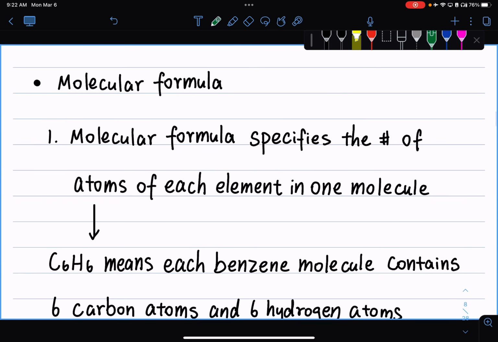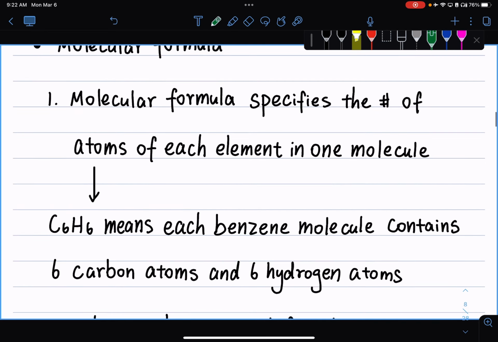And then we can have molecular formula. So molecular formula tells you a little bit more information. It tells you the actual number of atoms of each element in one molecule. So we talked about benzene before, right? C6H6 just tells you that a benzene molecule contains 6 carbon atoms and 6 hydrogen atoms.